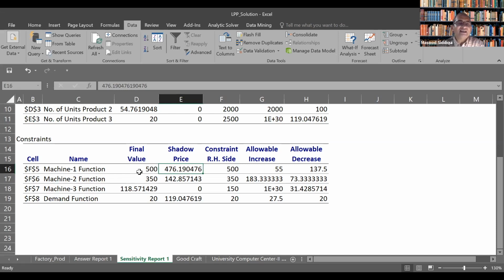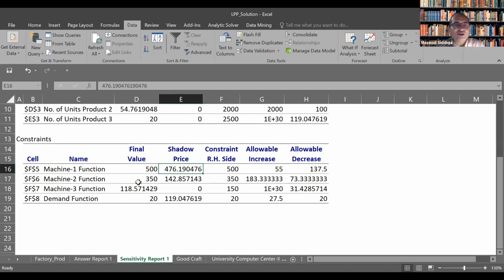In the same manner, if our machine time for machine 1 has been decreased from 500 to 499, meaning there's a decrease of 1, the shadow price works in that manner also. So in that situation, our total profit would decrease by 476.19 rupees, right? And it will remain applicable up to the allowable decrease only, meaning this decrease up to this limit 137. Beyond that, we have to solve the problem again. The shadow price remains not applicable.